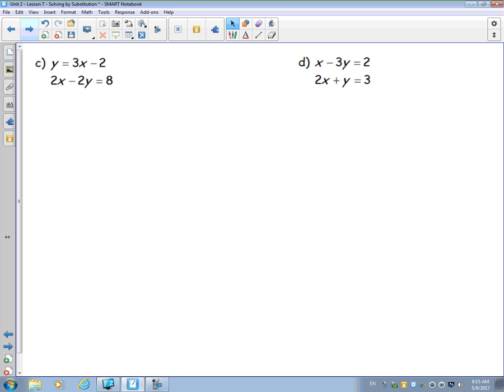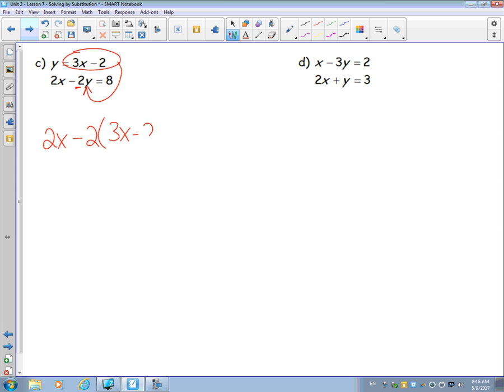In C, I know that y is equal to 3x minus 2. So I'm going to put all that in for y. So 2x stays 2x minus, there's a 2 here, so I need a 2 out front. y is 3x minus 2, and the 8 stayed the same. So all I did was replace the letter y with what y was equal to. Now I'm going to expand. Negative 2 times 3 is negative 6x. Negative 2 times negative 2, and be careful here, it's a positive 4, comes out to 8.